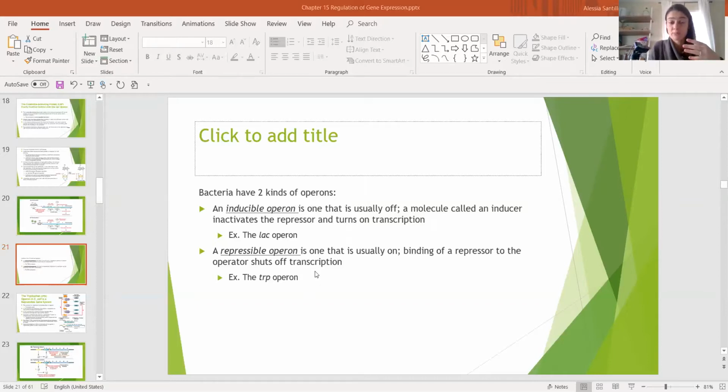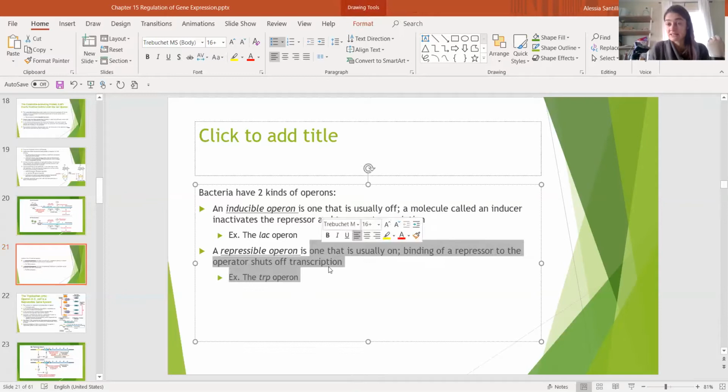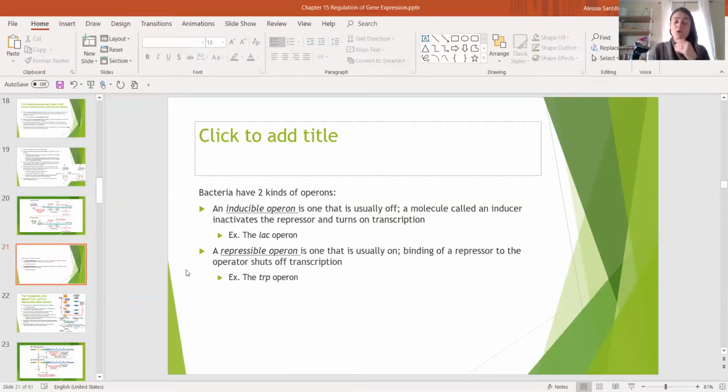A repressible operon is one that is usually on, and then the binding of a repressor to the operator shuts off the transcription. So again, a type of negative regulation. The operon that we're going to be looking at is a trp operon. One way to help distinguish which operon is inducible and which is repressible is by seeing what the operon's structural genes are for.